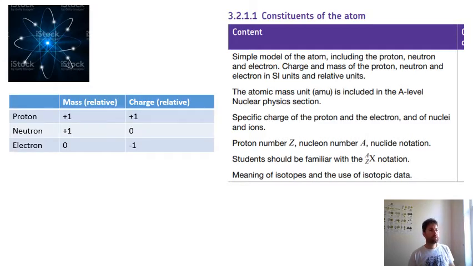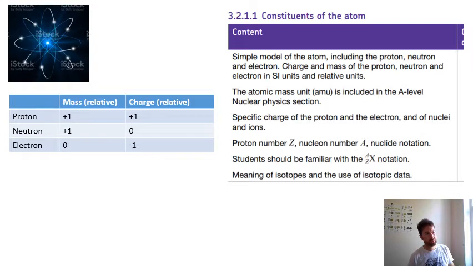So we need to know the mass and the charge of the items in relative units. That's what you've done at GCSE. So +1 for the mass of the proton, +1 for its charge, and so on. And we won't be revising those. But it also says in SI units.